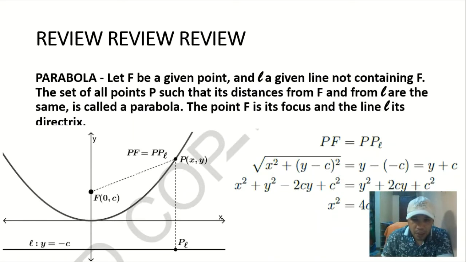Next is the parabola. Let F be a given point and L a given line not containing F. So this is F, and this is point P, then this is point PL, which is the directrix. So the distance from this point up to this point and from this point up to the directrix is equal. So the set of all points P such that its distances from F and from L are the same is called a parabola. The point F is its focus and the line L its directrix.